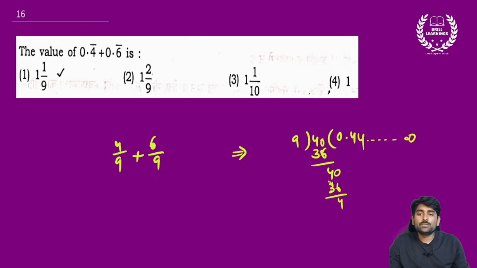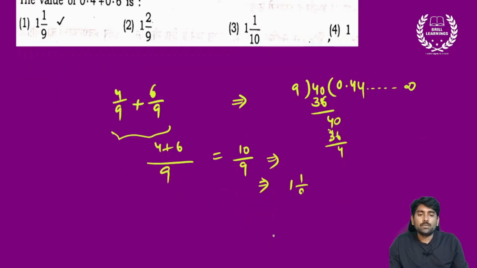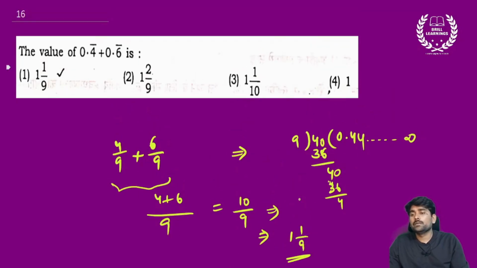Okay, next, if you want to check 6/9 as well, it will also give the same result. Now add up these two values, you will get the answer. So 9 is the denominator. So 4 plus 6, that is 10/9. That is an improper fraction. Convert this into a mixed fraction. 1 and 1/9 is our answer. First one is the right answer here. It's a simple question. Let's move on to the next question.